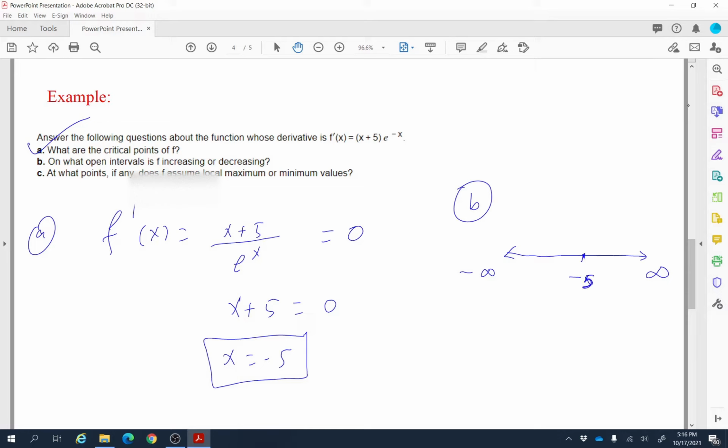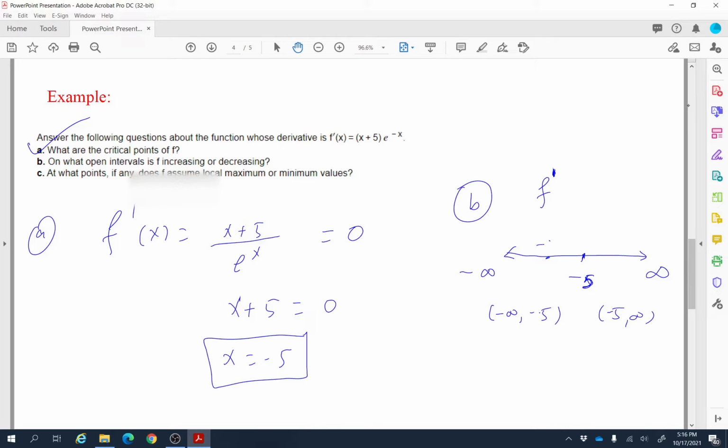This critical number divides the number line into two intervals: from negative infinity to negative 5, and from negative 5 to positive infinity. Now we need to check on these two intervals where the derivative is negative and where it is positive, so we need to check the value of f prime on each interval. For that, we need to pick a testing point from each interval. You can pick any testing point from here. Let's say my testing point is, what is that?